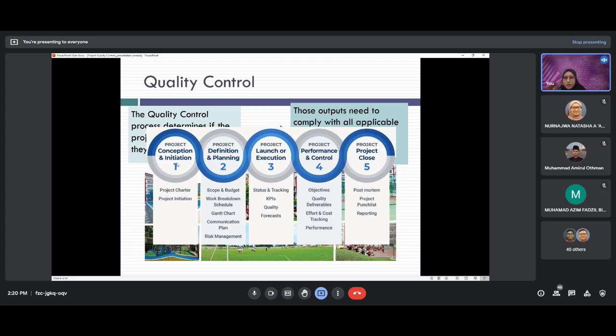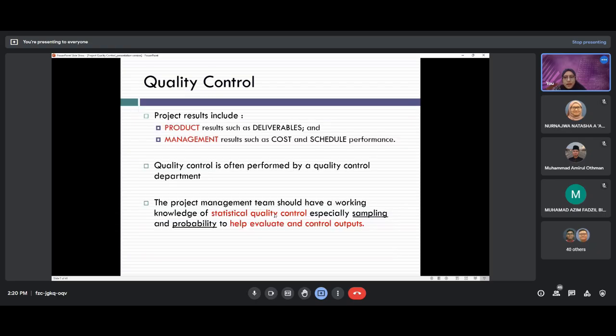And as you know, project management has the project cycle from the initiation stage to planning, to execution, to performance, and also to project close out. And these are the cycles. So quality control has to be performed throughout this cycle. Yeah, throughout the project, you have to make sure quality control is being performed.